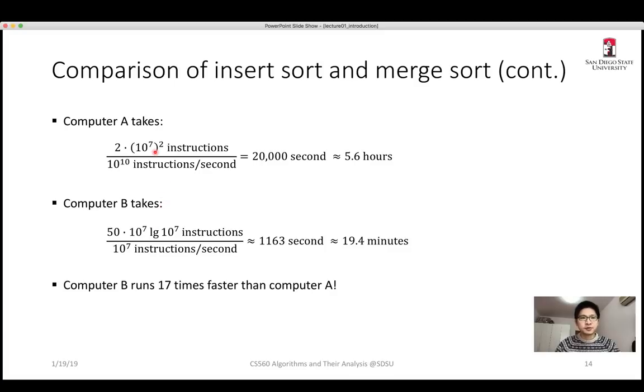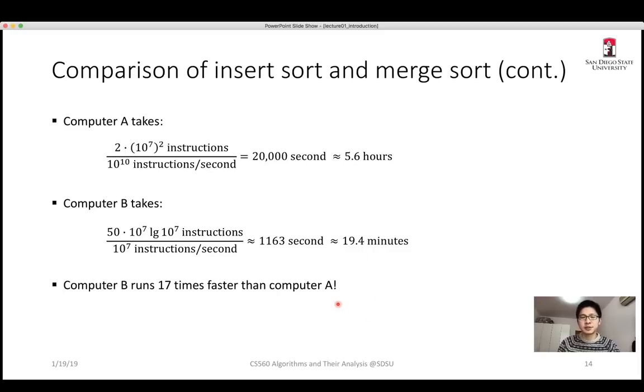The difference between the speeds of the computers, the speed of computer A being 10 to the power of 10 while the speed of computer B is 10 to the power of 7, becomes irrelevant once we are running a more efficient algorithm on a slower computer. Even though B is a very slow computer, almost 1,000 times slower than A, because merge sort is much more efficient than insertion sort, the total number of instructions is much lower. So the real time needed by merge sort is much, much shorter.